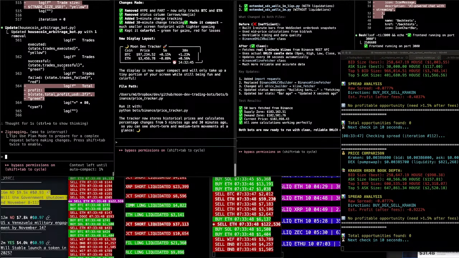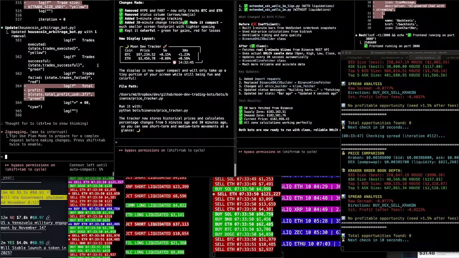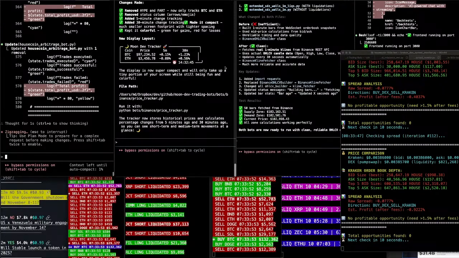Okay, so you can see here, housecoin arbitrage bot.py. Beautiful.